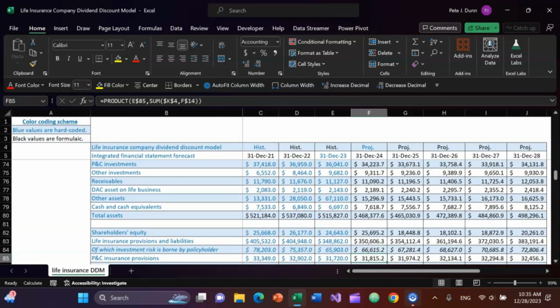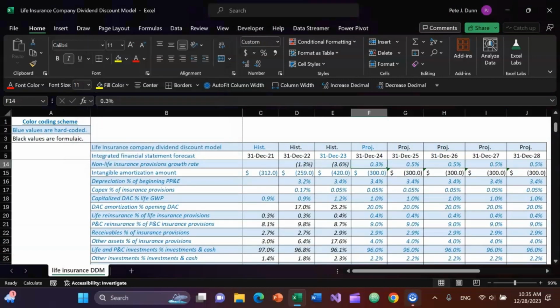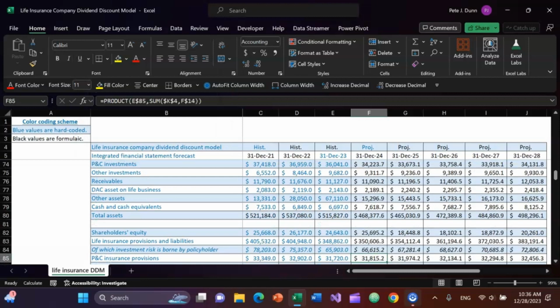For property and casualty, it's last period's number times 1 plus the assumption in row 14. So I can do F5, F14, and you can see that property and casualty assumption is 30 basis points in 2024 and then steadies off at 50 basis points through the remainder of the forecast. F5 enter.